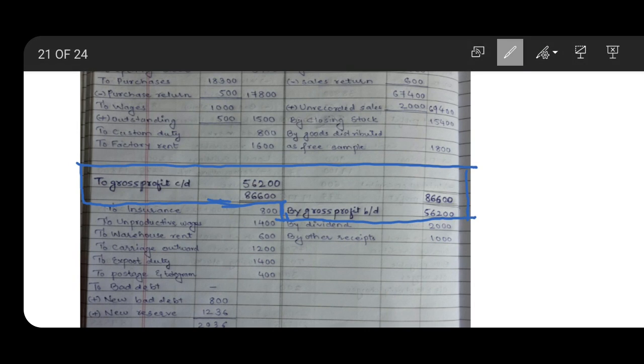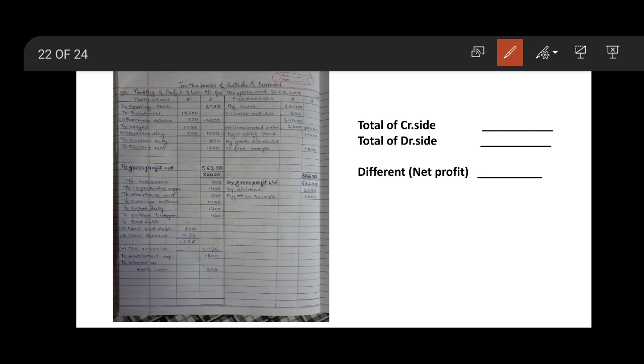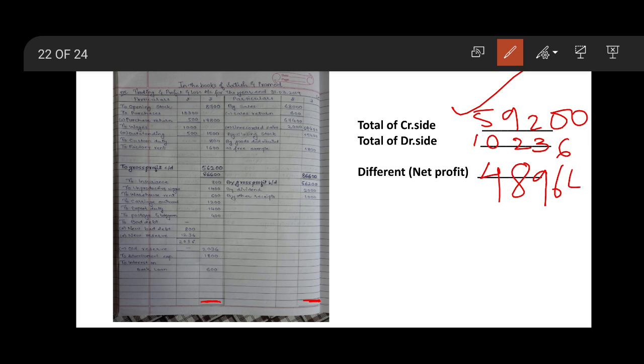We get gross profit here 56,200, that is transferred to the credit side of the next account by writing by gross profit brought down 56,200. Now close the profit and loss account. Take the total of credit side. It will be 59,200, and the total of debit side is 10,236. Credit side is greater, 59,200, write it here, transfer the same amount here. Now take the balance, deduct it, and you will get 48,964, which is called net profit, that we write here just above the closing line.